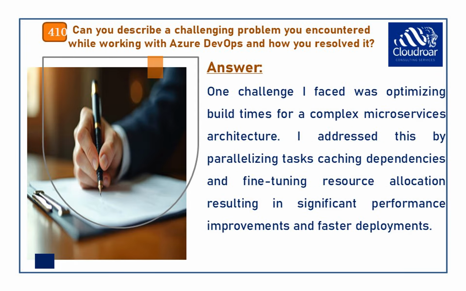Question 410. Can you describe a challenging problem you encountered while working with Azure DevOps and how you resolved it? One challenge I faced was optimizing build times for a complex microservices architecture. I addressed this by parallelizing tasks, caching dependencies, and fine-tuning resource allocation, resulting in significant performance improvements and faster deployments.